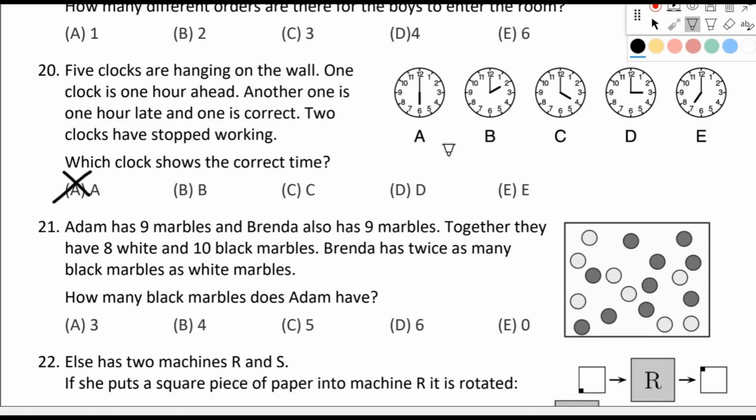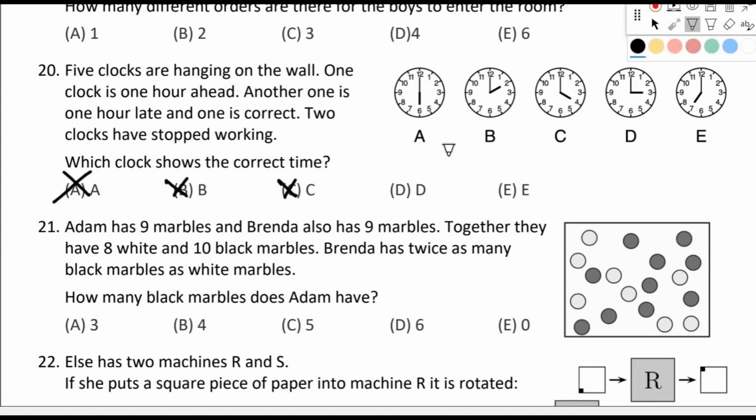For option B, say clock B is correct. So 2 o'clock. If this is correct, then there is a clock that is showing 1 o'clock. See, no clock is showing 1 o'clock. So option B is also not correct. Let's see option C. If C is the correct clock, then there is one clock that is ahead, 5 o'clock, another 3 o'clock. Do we have 5 o'clock and 3 o'clock? We have 3 o'clock, but we don't have 5 o'clock. So C is also not correct.